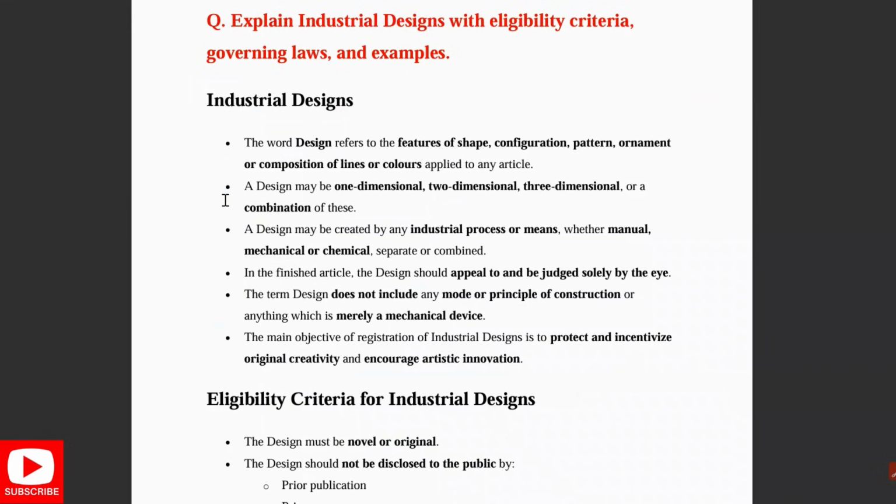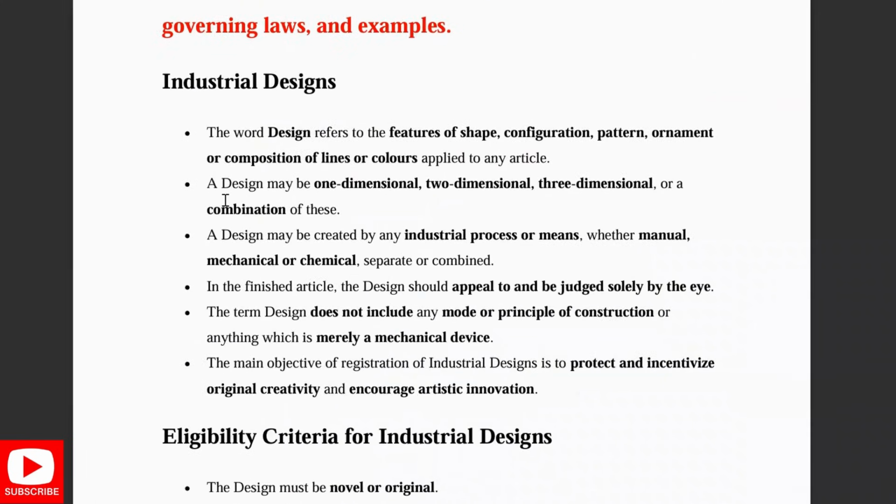Starting with: explain industrial design with the eligibility criteria, governing laws, and examples. So industrial design is nothing but design that refers to the features of shape, configuration, pattern, ornament, or composition of lines or colors that is applied to any article. A design may be 1D, 2D, 3D, or a combination of those. It can be created by an industrial process or means, whether manual, mechanical, or chemical, separate or combined.